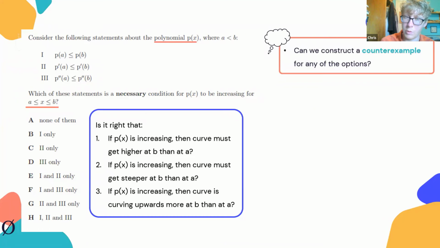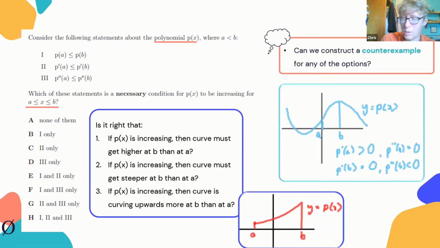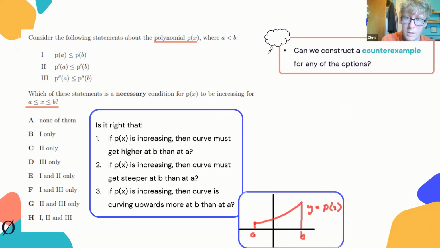So for instance, for 1, it would be a polynomial that is increasing on some range, but it's not higher up at B than it is at A. So actually that first one we can see, yeah, we're not going to be able to create a counterexample to that. If something's increasing, then it definitely gets higher up the further you go to the right. So it's got to be higher at B than at A. Worth saying here, we're using the fact it's a polynomial, so it's defined on all the points in between. That does matter. But 2 and 3, can we construct a counterexample?